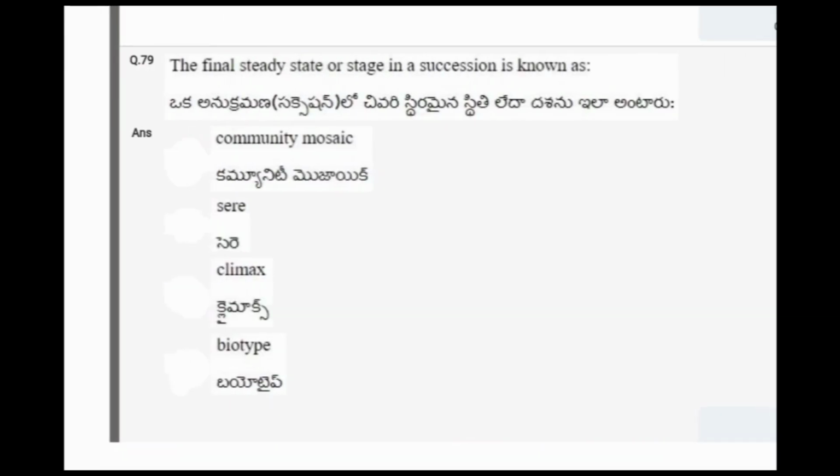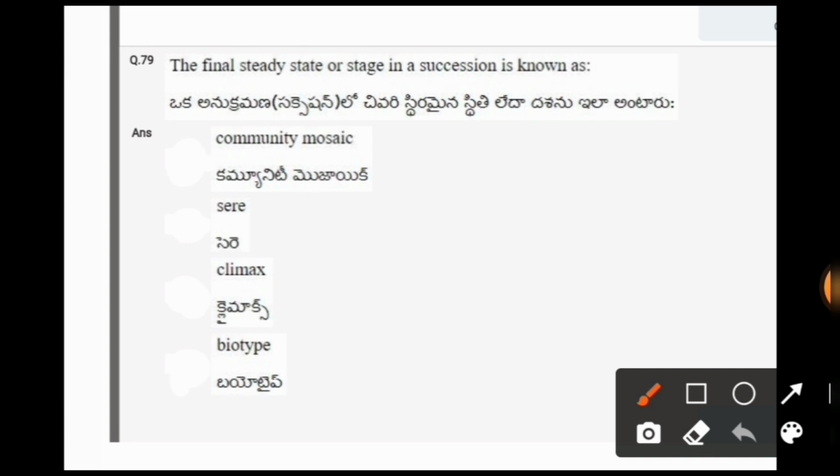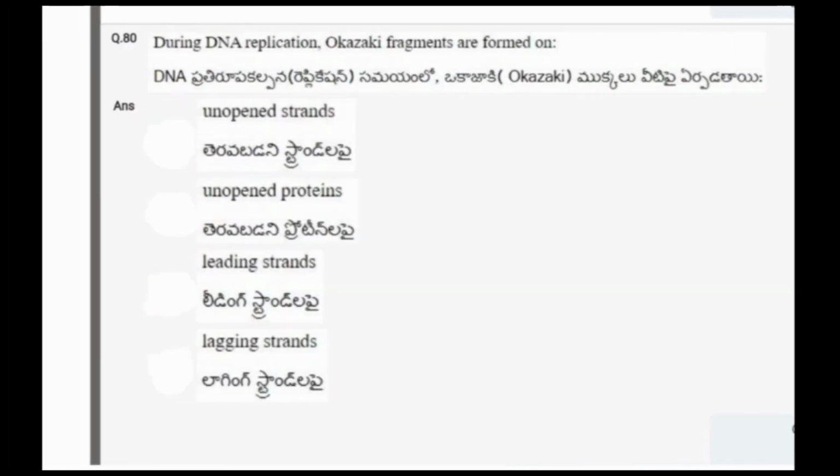Next. The final steady state or stage in succession is known as. The options are community mosaic, sere, climax, biotype. The answer is climax. Next question.